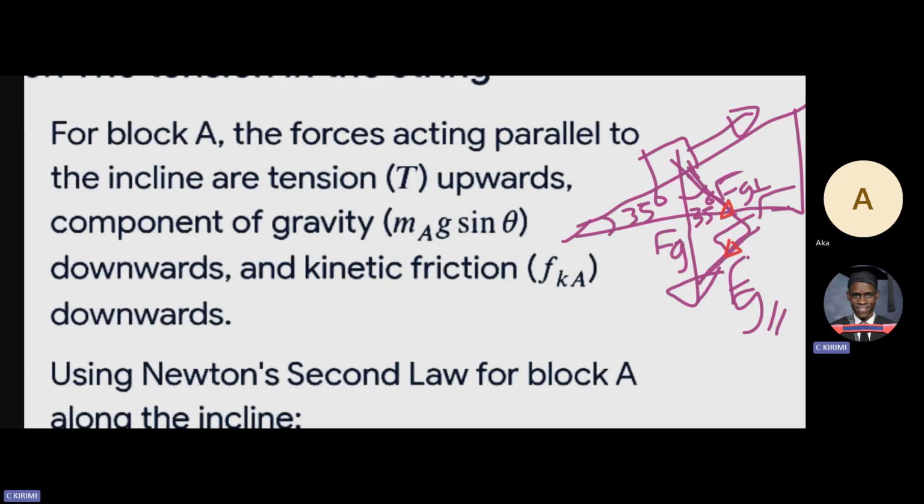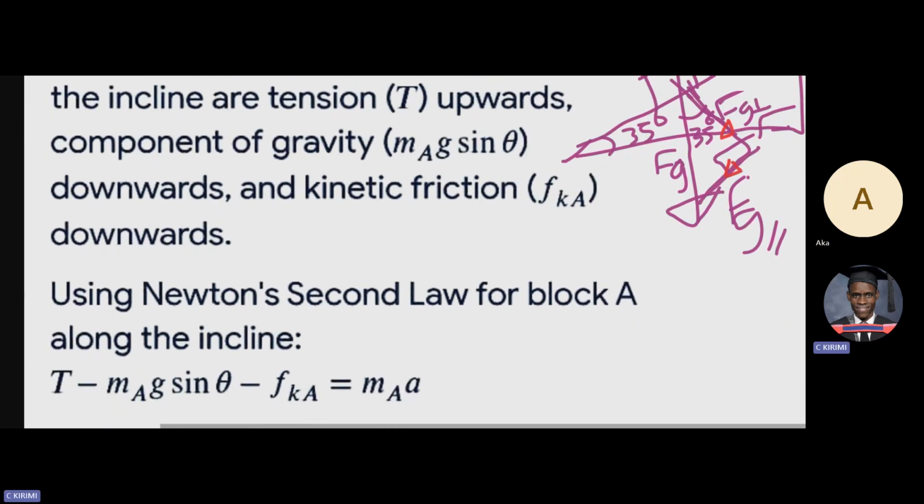For block A, the direction is down, so it means in the negative side. If you take up as positive, that FG is always downwards. And also there is a kinetic friction, which is also going in the negative direction as well. Is that not so?